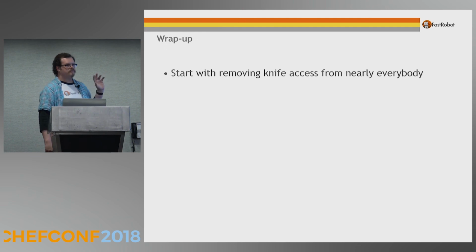So wrapping up. Start with just removing knife access from everybody. You don't get it. You can read from the chef server. You cannot push policy up. You're going to have a trusted person or a small team of people who can unwedge things if they get broken or do some emergency fix. But that should be an emergency break glass situation. It should not be the daily operation standard.